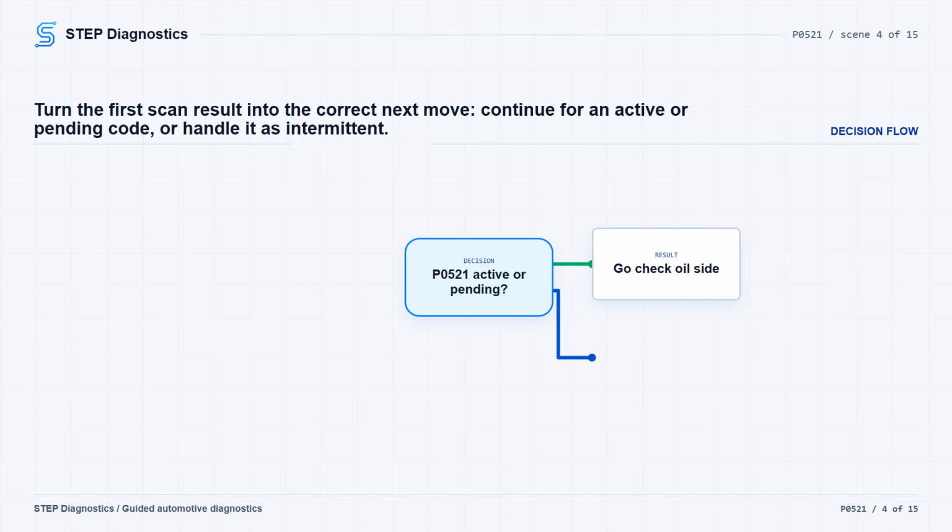Then use the scan tool to read and record the codes. If P0521 is active or pending, continue with the oil and mechanical checks. If it is not active or pending, treat the problem as intermittent instead of forcing a hard fault path.